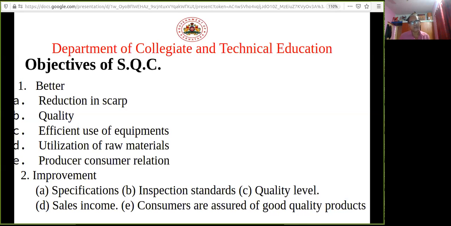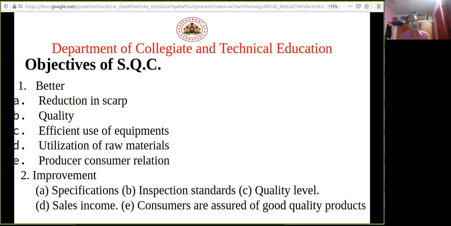Once we get the quality products, there is no question of scrap. So that's why there is a reduction in the scrap. Better reduction in the scrap is one of the objectives of statistical quality control. The second point, as I told you, is quality. When the process is totally under control, naturally you are going to get quality products. There is no question of defective products in the case of statistical quality control.